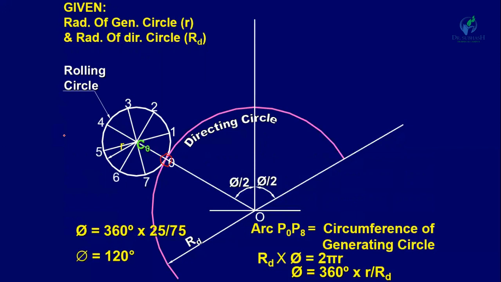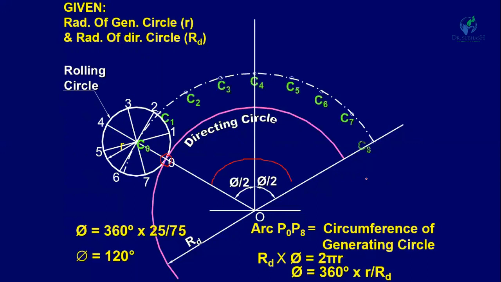You can divide into 12 divisions also. Okay. So now divide this angle phi into 8 divisions. After one complete revolution, this circle will reach here. So C1, C2, C3, C4, C5, C6, C7 and C8. So you have to divide this angle into 8 different divisions.